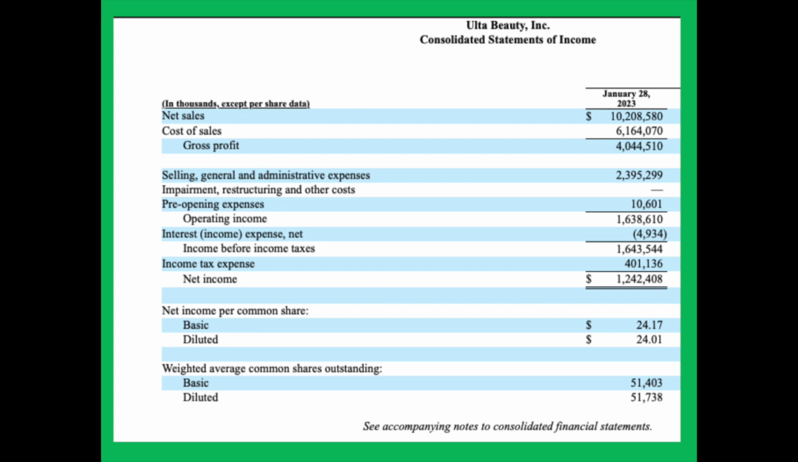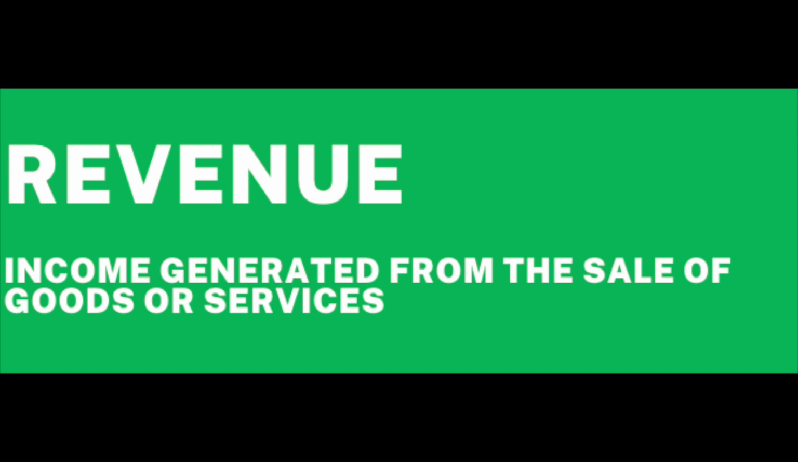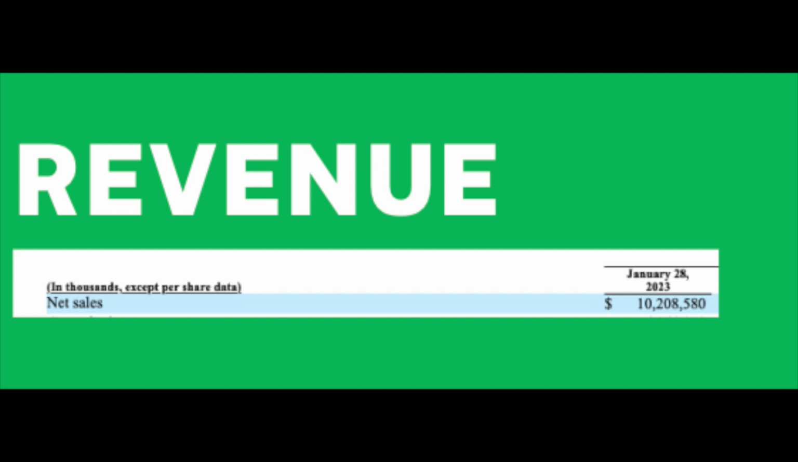Now, as you can see in Ulta's income statement, there's 3 key components: revenue, expenses, and common stock. Revenue, expenses, and stock. So first up, what is revenue? Income generated from the sale of goods or services, aka at Ulta, net sales. Have you ever been inside an Ulta? They sell stuff like shampoo, conditioner, makeup. They have a wonderful salon. So that is their income generated from the sale of their goods and services.